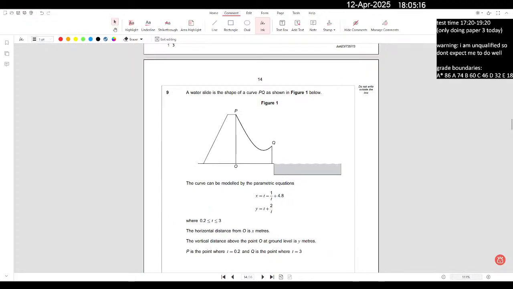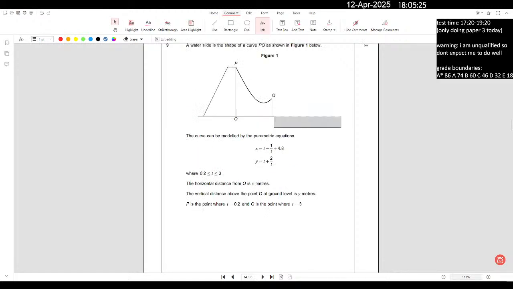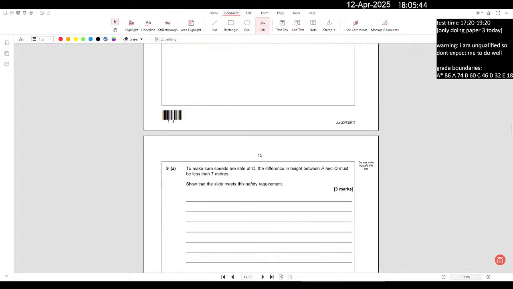A water slide is the shape of curve PQ as shown in figure 1 below. The curve can be modeled by these parametric equations. Okay, horizontal distance from O is x meters. The vertical distance above the point O at ground level is y meters. P is the point where t equals 0.2 and Q is the point where t equals 3. Okay.